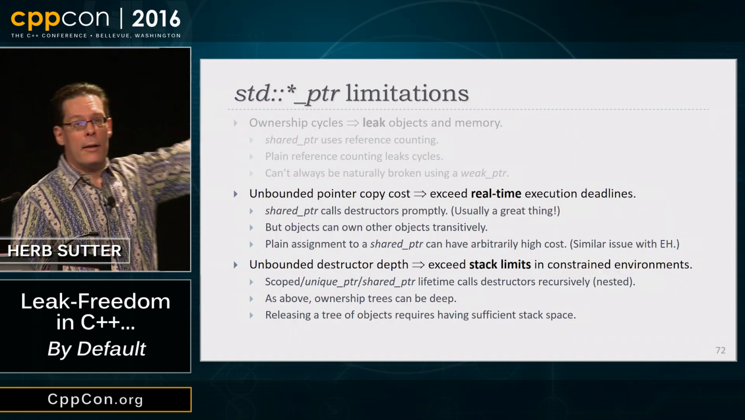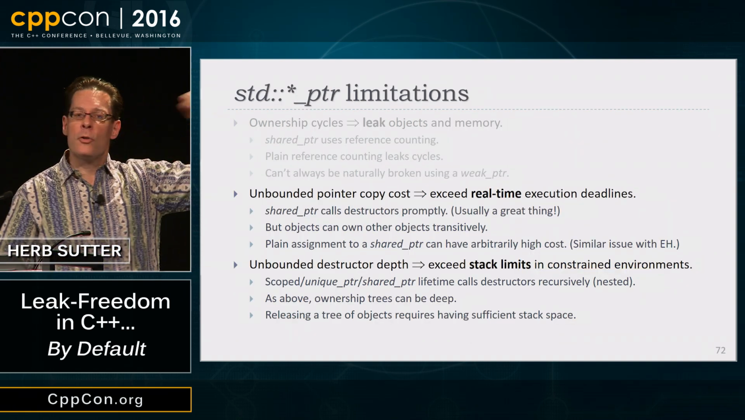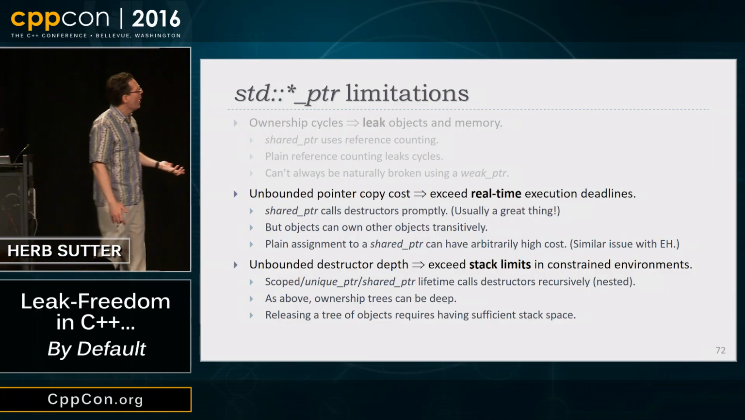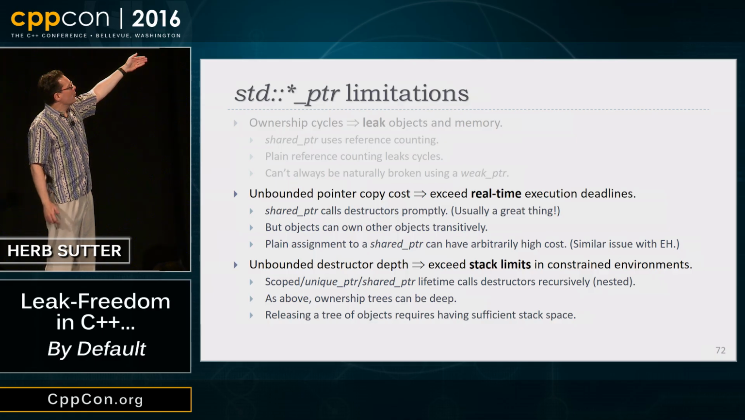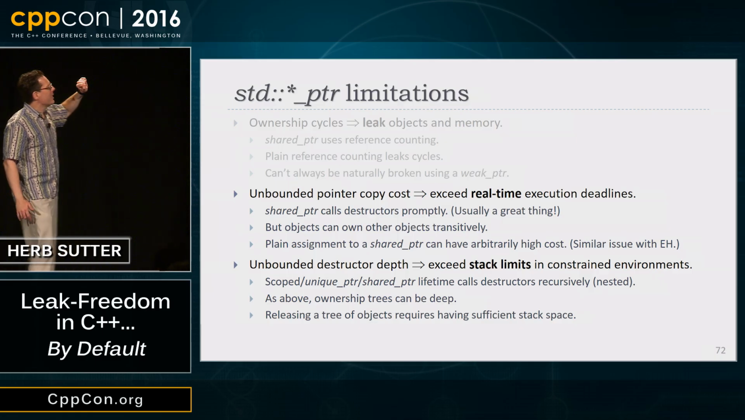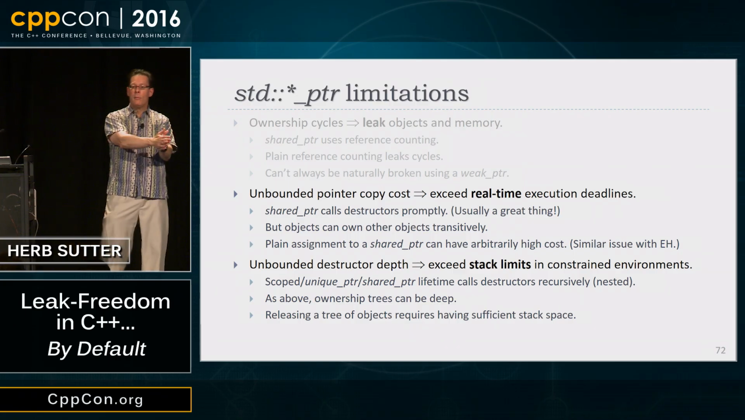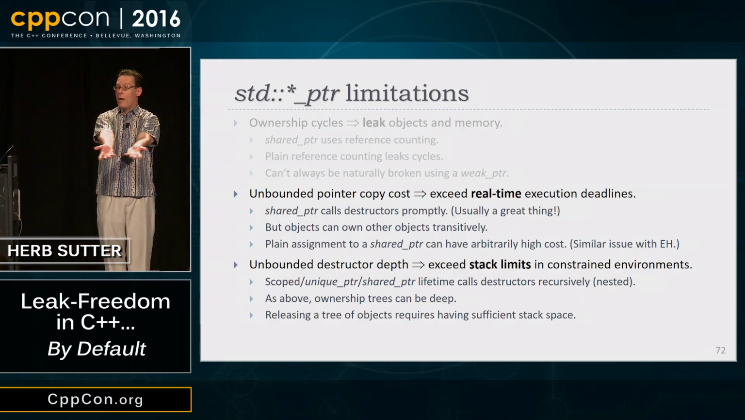So we talked mostly about leak freedom, but you might have noticed that there were two other problems, and we kind of talked to them along the way. One of the other problems with today's standard smart pointers is the unbounded pointer copy cost. So if I assign one shared pointer to another, that's a simple little operation, right? How expensive could that be?